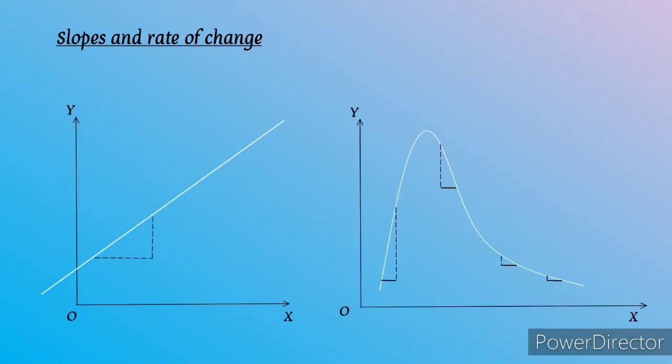Slope is different at different points on such a curve, and the slope of the curve at any particular point is actually the slope of a tangent drawn at that point. The reason for this fact will be discussed in our next video.